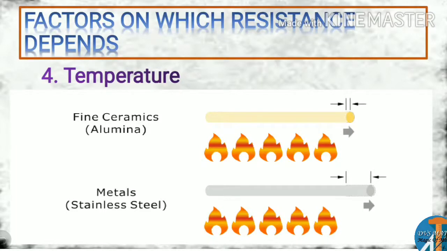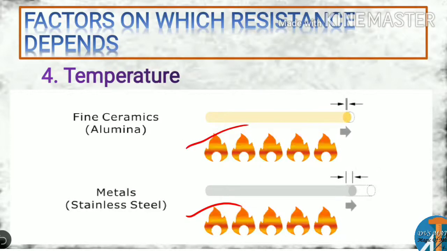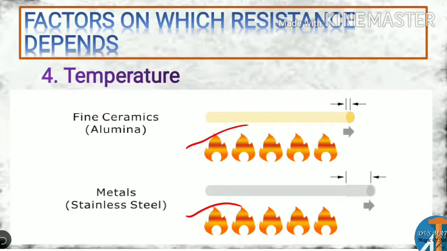So here you can observe, when we give the temperature to any of the metal, what happens, there will be motion in the electrons. If there is motion in the electrons, it easily flows through the circuit. At that time resistance decreases. So here temperature is also one of the factors on which the resistance depends.